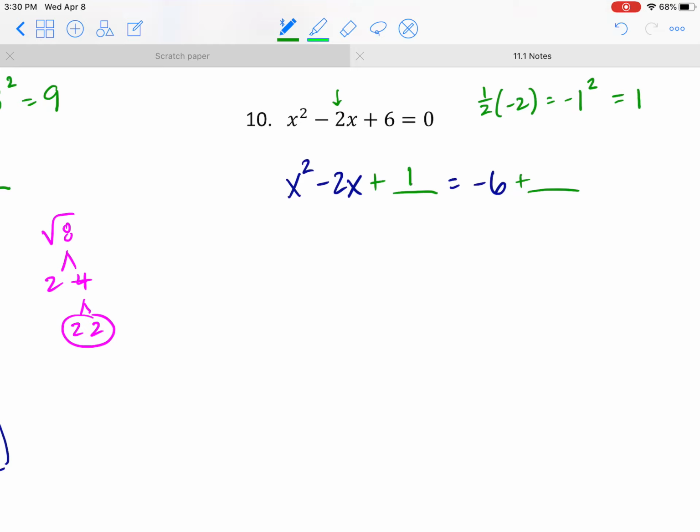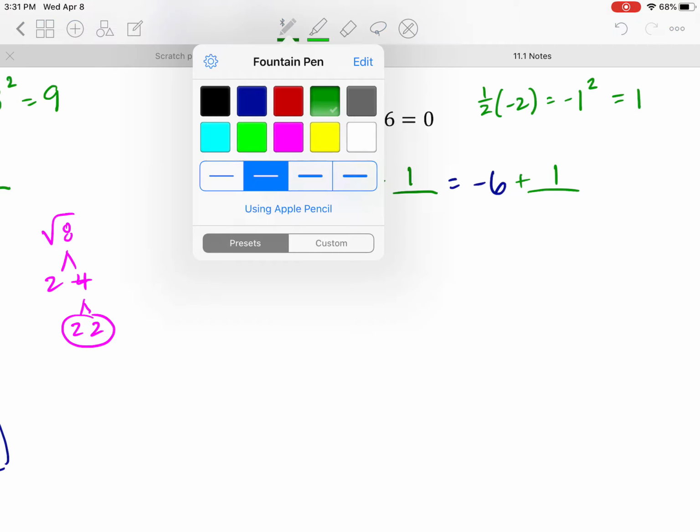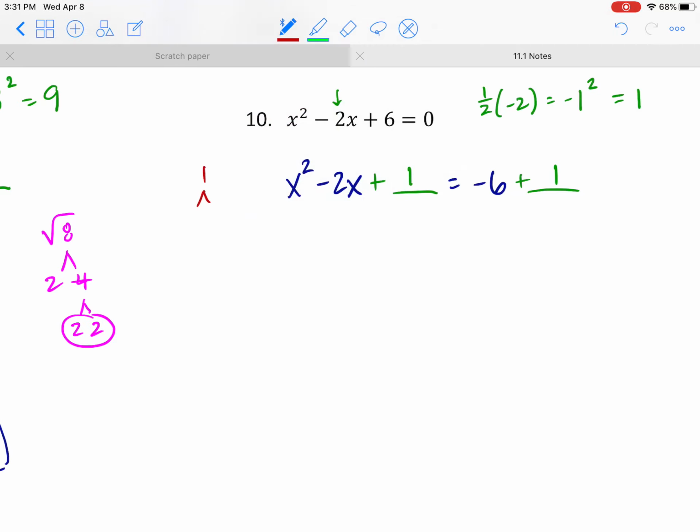And then I'm going to be adding to both sides of the equation. Now what am I going to add? I'm going to add half of b, squared. b in this case is negative 2. Half of negative 2 is negative 1. And then I want to square that. So negative 1 squared makes a positive 1. Positive 1 gets added to both sides of the equation.